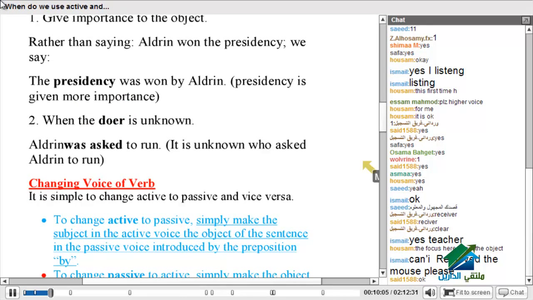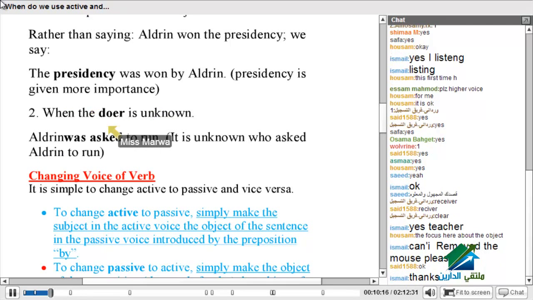And the focus here about object. Yes, Smile, can I remove the mouse please? I can't get your point. Okay. Okay, you're welcome, but I didn't understand what you want here.